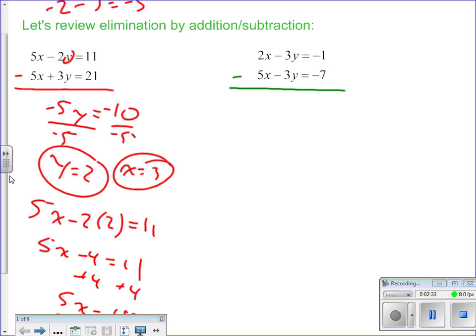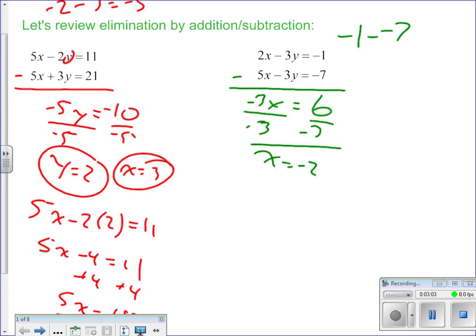2x minus 5x, negative 3x. Negative 3y minus negative 3y. Anything minus itself is 0. Negative 1 minus negative 7 ends up being plus 6. Divide both sides by negative 3. And I get x equals negative 2.